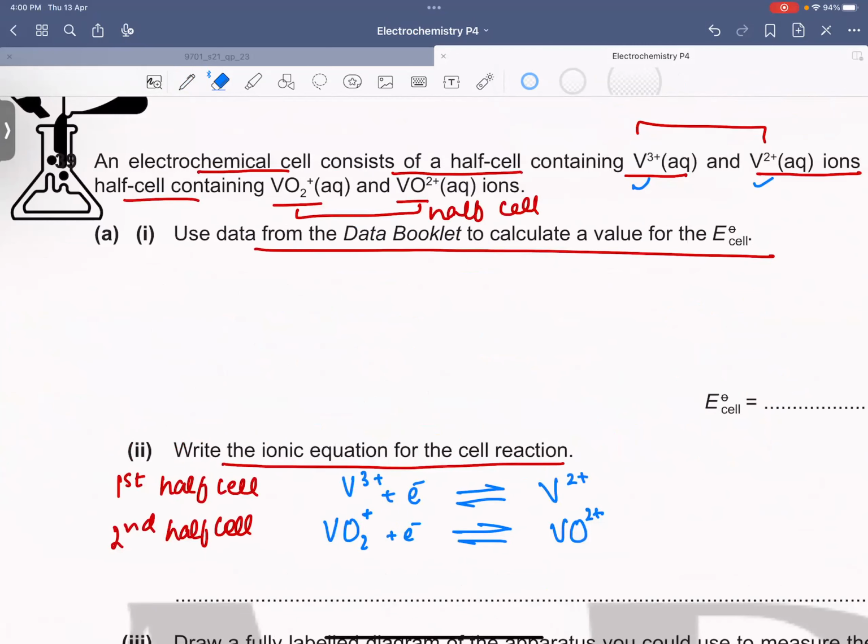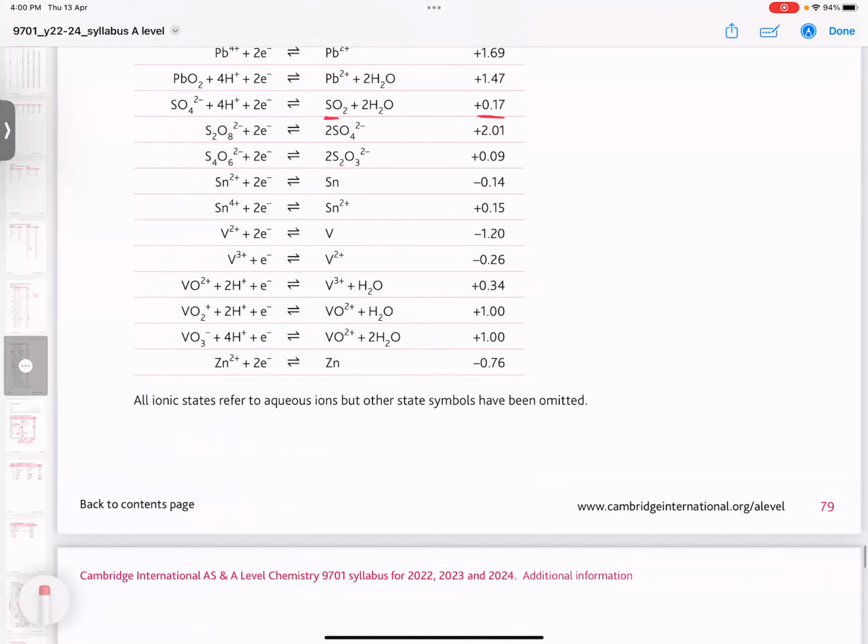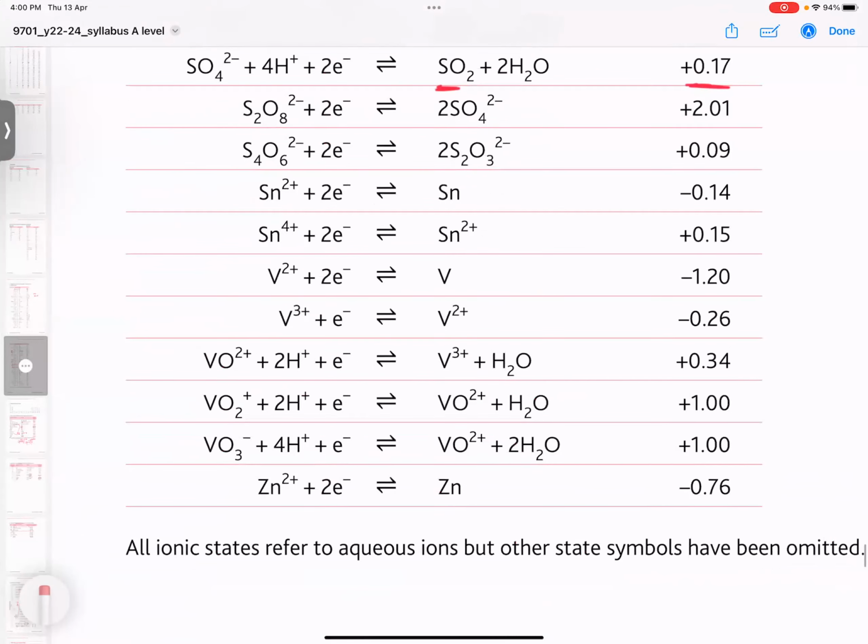So now when I look into the data booklet and find their values, then I decide which half equation would be flipped, because both the half equations are written in terms of reduction, right? So let's move over here. Vanadium, vanadium, vanadium. So one is this one.